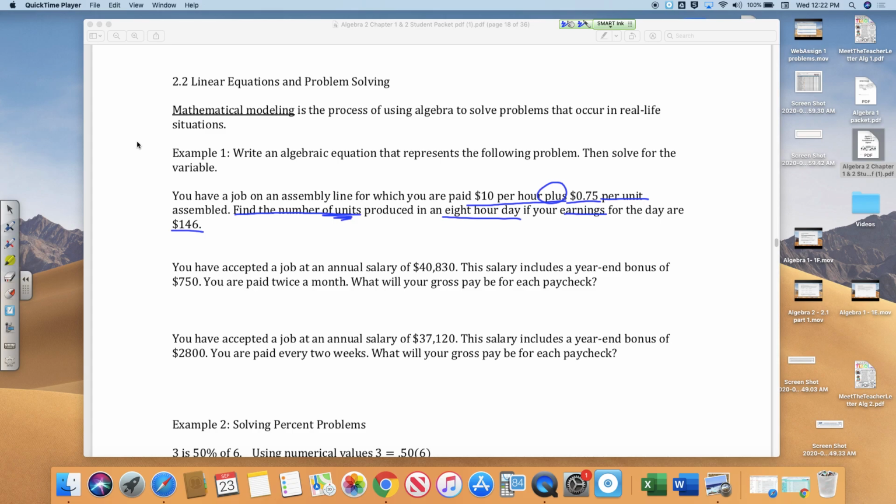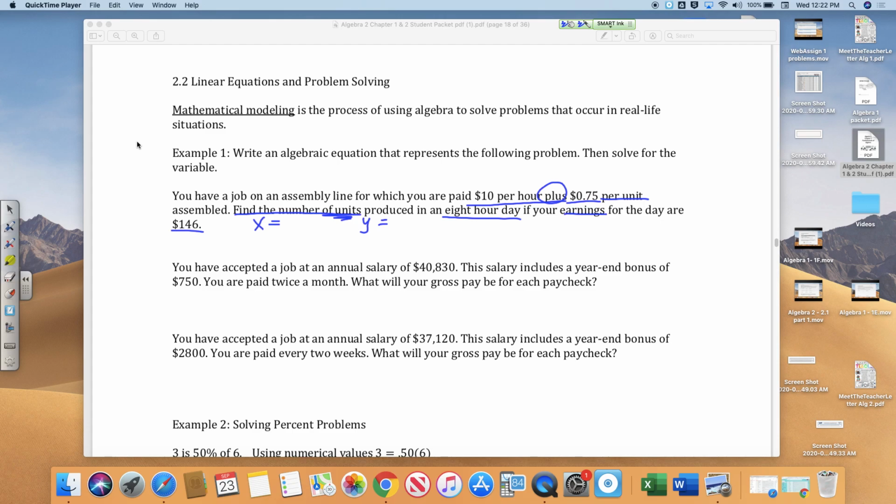So we know here in this problem that you are going to be making money at your job, and you're making money based on how much you're getting per hour and also how many units you're assembling. So let's start out with those variables here. I like to use X and I like to use Y because these are the variables we use when we graph. So even though they might represent something else like number of this or number of that or cost, I like to just always use X and Y instead of another letter of the alphabet.